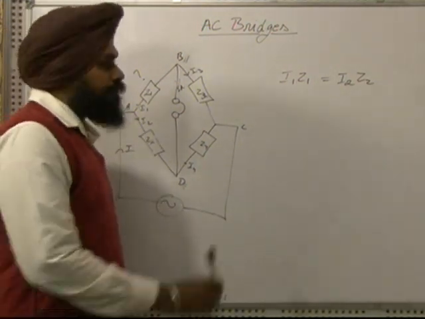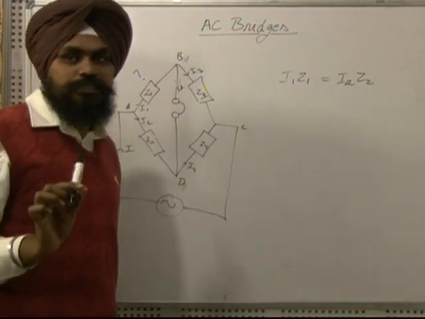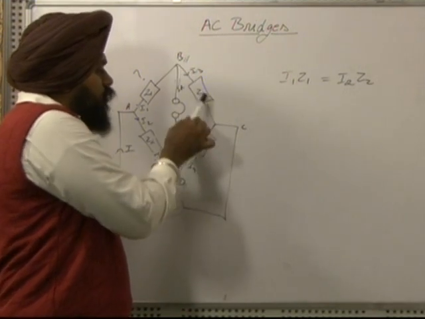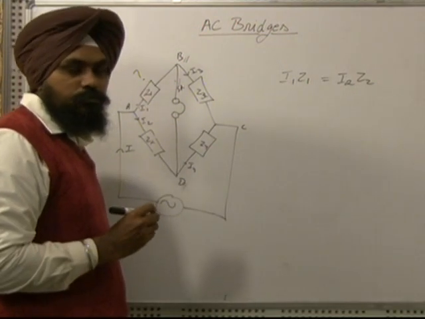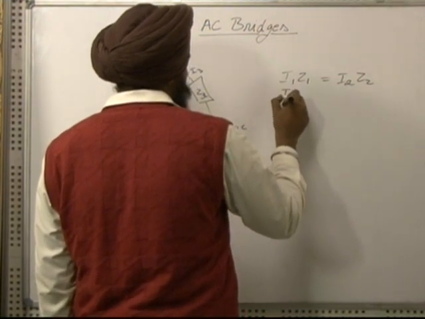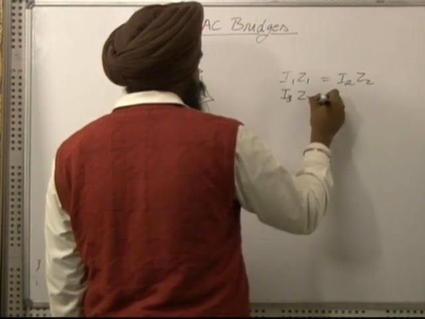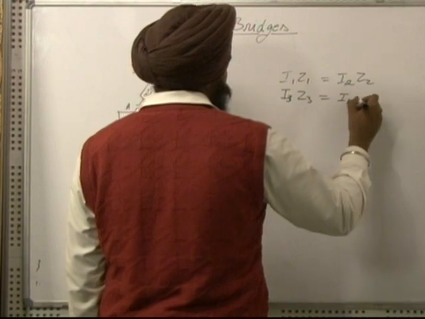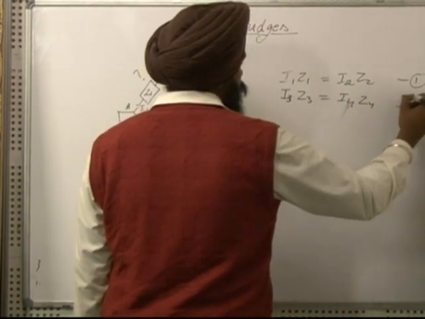Now similarly, potential at B is the same as potential at D, जिससे हम start हुए. So the voltage drop across Z3 will be equal to the voltage drop across Z4. Okay, so we will have I3 Z3 is equal to I4 into Z4. Say this is equation number 1, this is equation number 2.